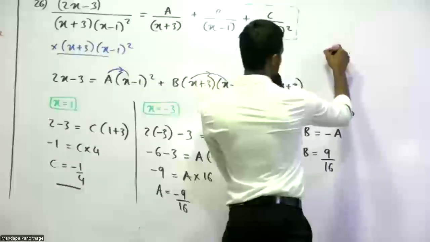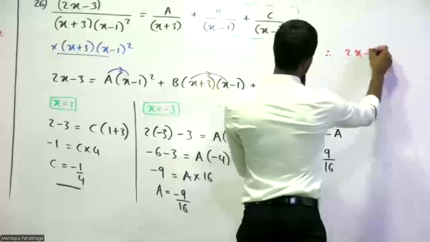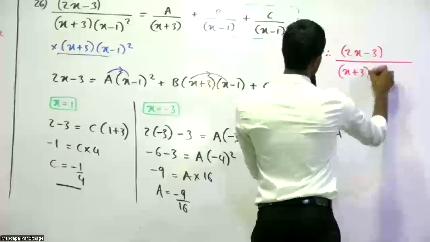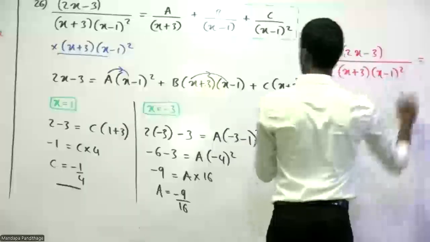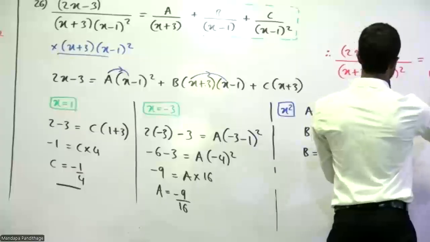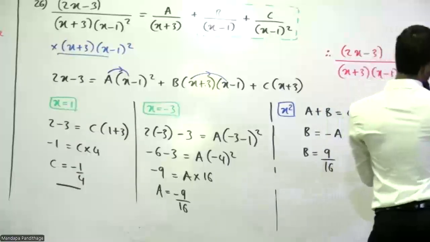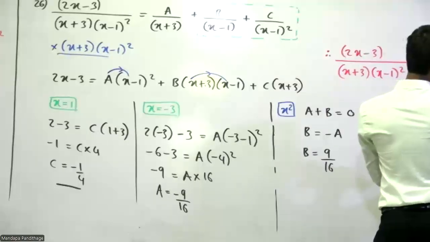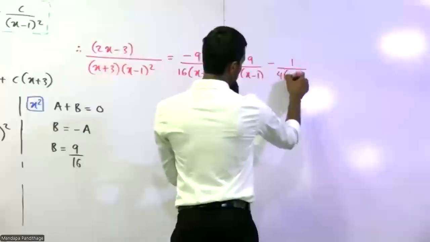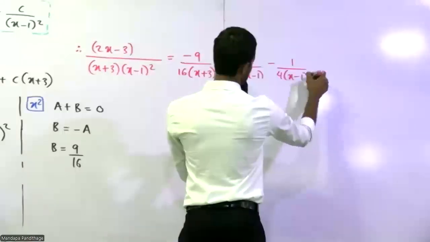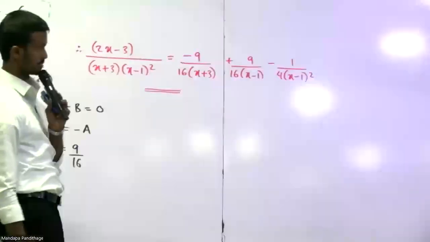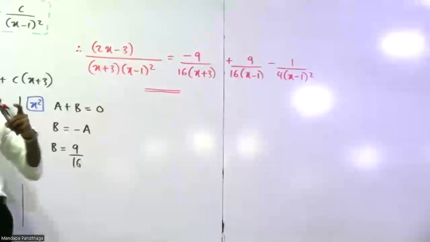So what is the partial fraction of 2x minus 3 divided by x plus 3 times x minus 1 squared? It is equal to, what is A? A is minus 9 over 16, x plus 3 comes down. What is B? B is plus 9 over 16, x minus 1. What is C? Minus 1 over 4, so minus 4 comes down, x minus 1 squared. So I should get the answer minus 9 over 16 plus 9 over 16 and minus 1 over 4. Hands up who got this answer?